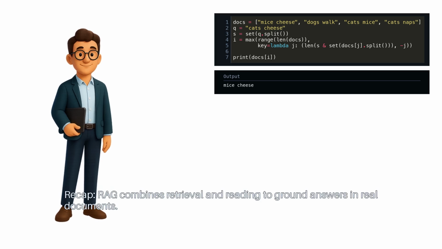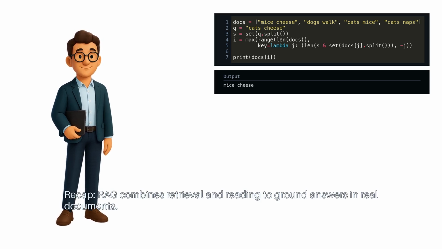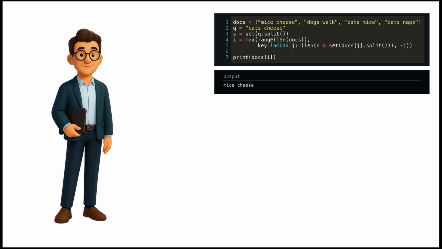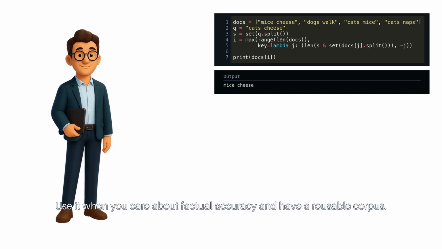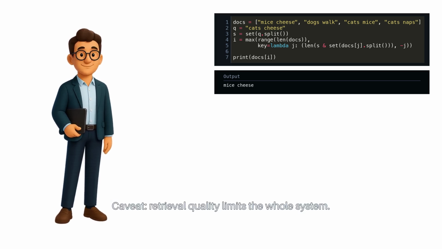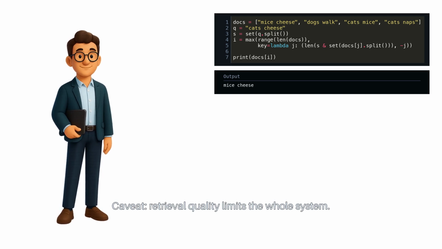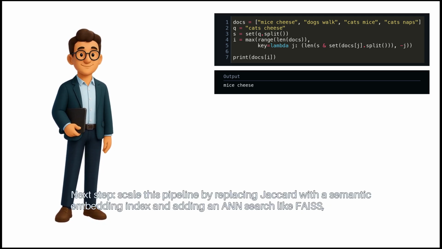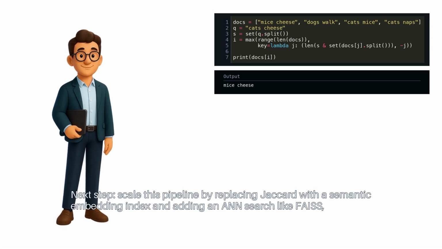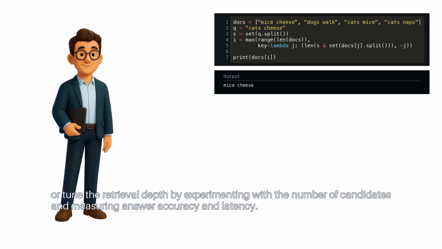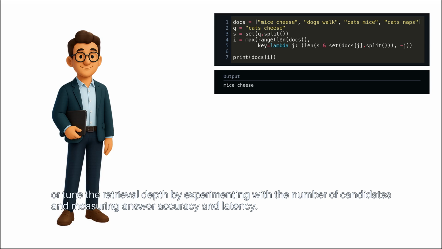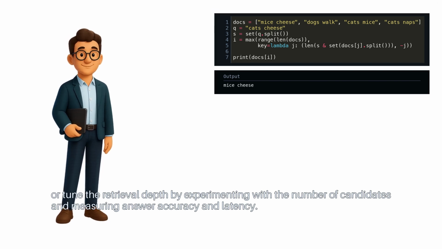Recap: RAG combines retrieval and reading to ground answers in real documents. Use it when you care about factual accuracy and have a reusable corpus. Caveat: retrieval quality limits the whole system. Next step: scale this pipeline by replacing Jaccard with a semantic embedding index and adding an ANN search phase. Or tune the retrieval depth by experimenting with the number of candidates and measuring answer accuracy and latency.